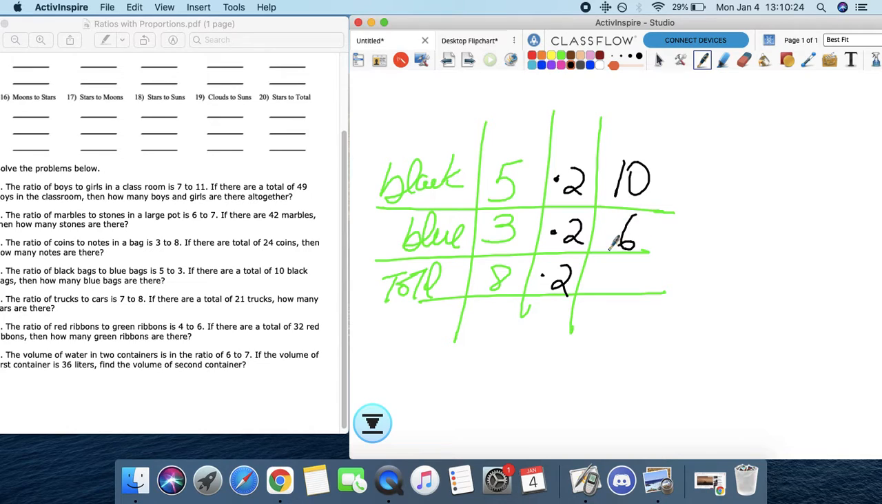3 times 2 is 6. 8 times 2 is 16. And that matches because 10 plus 6 is 16. So how many blue bags are there? Well, when there's 10, I have 6 right here. This is my answer. 6 blue bags.